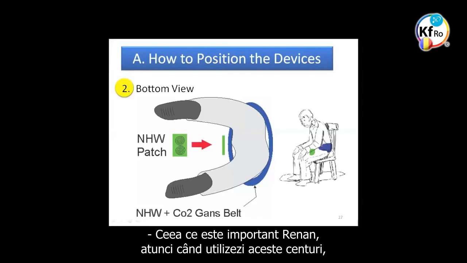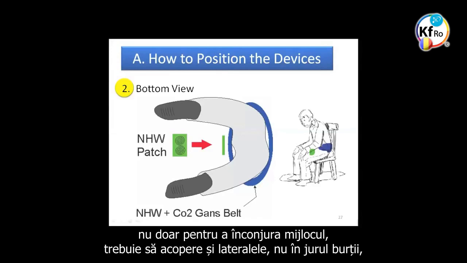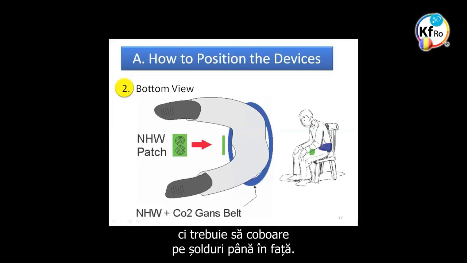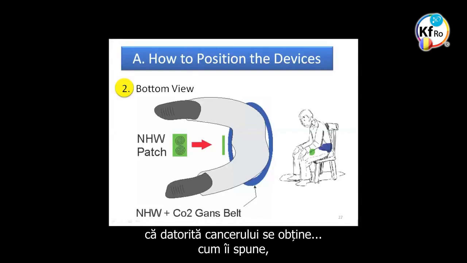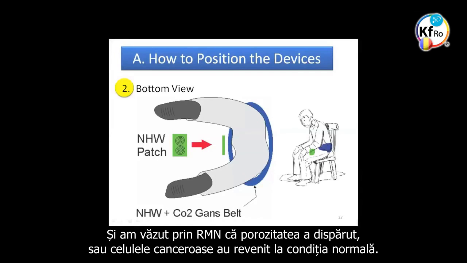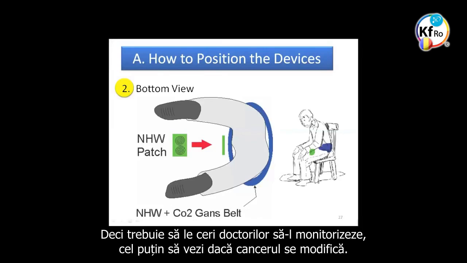What is important when you use these belts, especially if you make the belt for the buttocks as well and not just around the back, is that you have to cover the sides, not around the belly, but it has to come into the hips, to the front. We have seen from MRI research after the use of the technology that cancer gives what is commonly known as porous bone. We have seen with MRI that the porosity has disappeared, or the cancer cells reversed back to a normal condition, so you get a stronger hip. We have all the MRIs somewhere in the files. You have to ask the doctors to monitor, at least to see if the cancer changes.